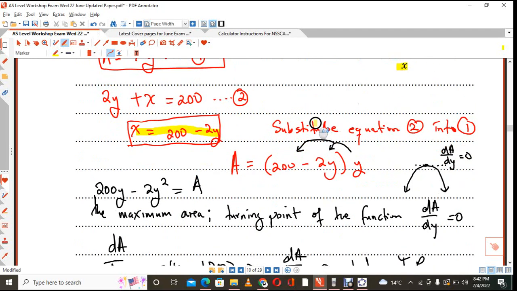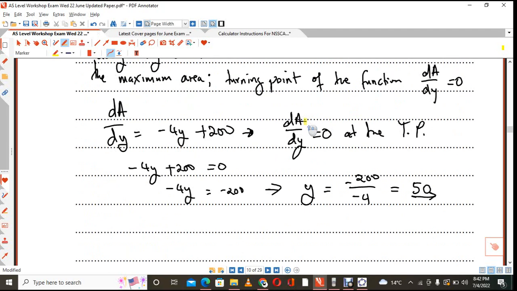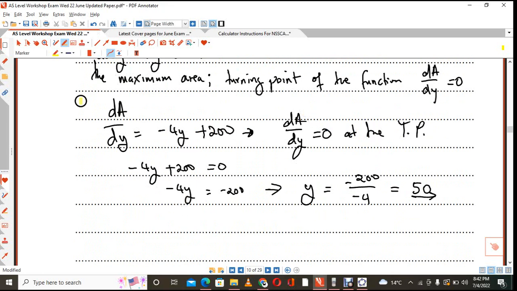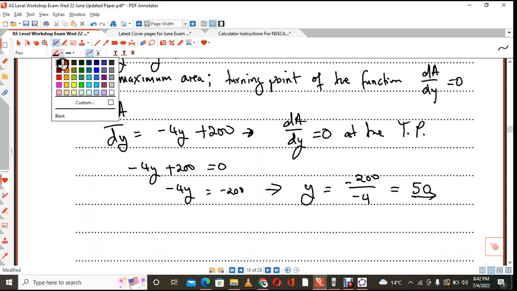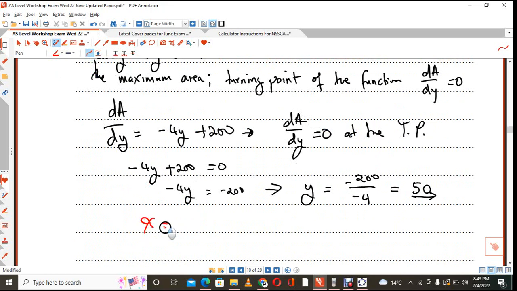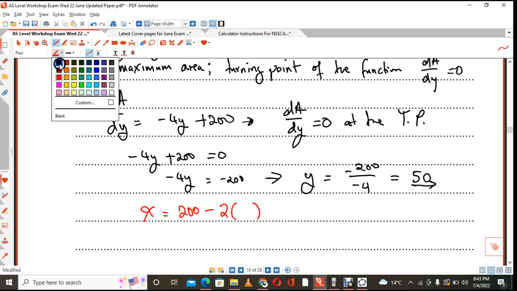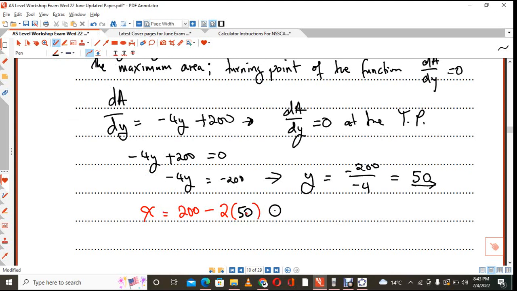And to find x, the equation there is x equals 200 minus 2y. So I'm just going to bring in a different color. So x equals 200 minus 2 times y. And what is the value of y? Well, y is 50. So that is 100. So x is 100 and y is 50.